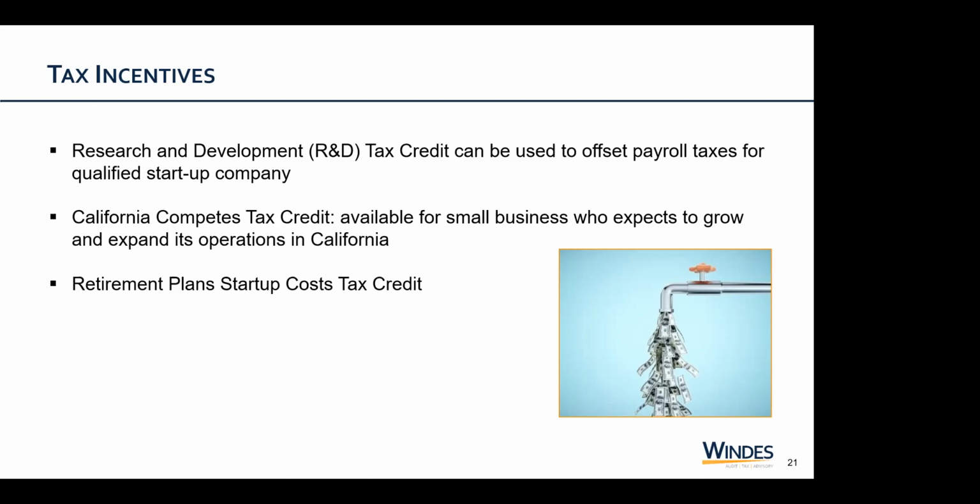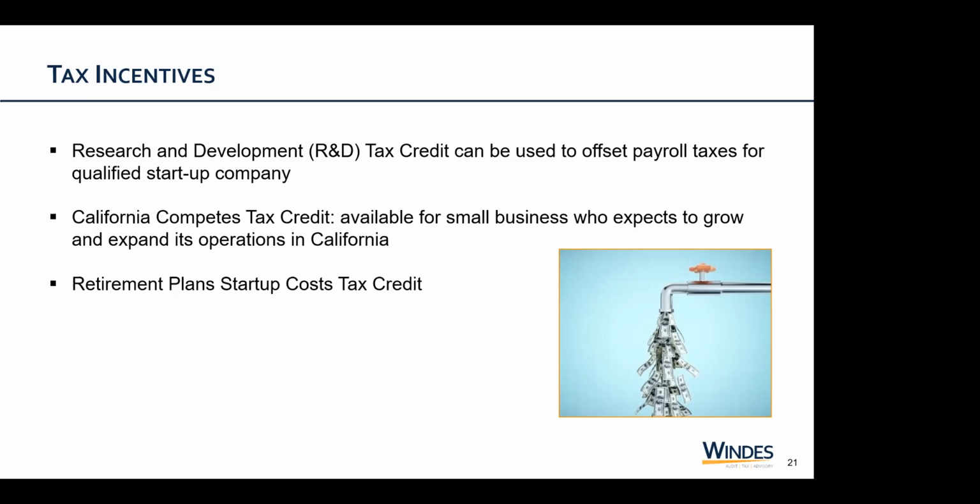That basically means you are not paying any payroll taxes for the year. The second incentive that you can consider is the California Compete tax credit, especially for a small business or startup company whose gross receipts are under $2 million. We have this program available in California.